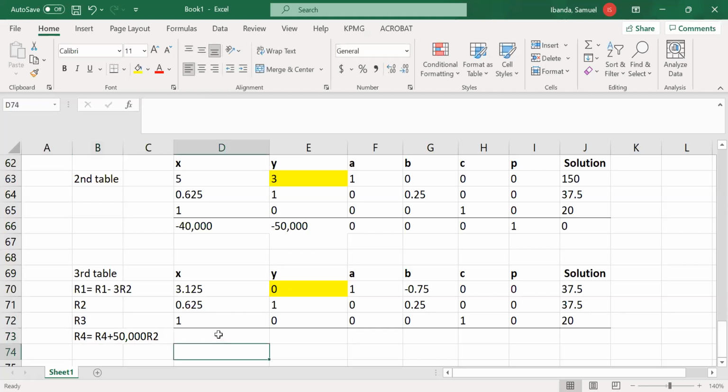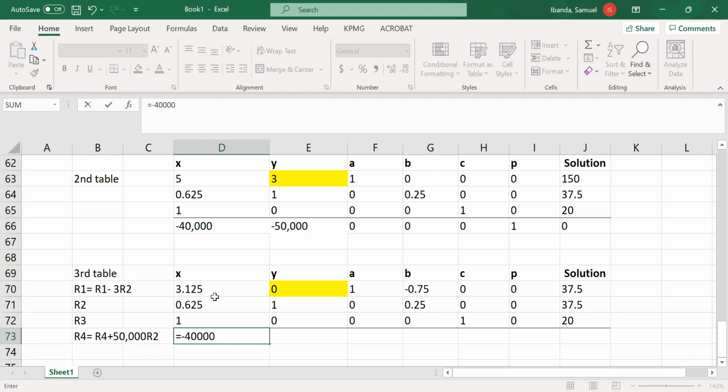So let's see how that comes. So let's start here. So this is 40,000. So it will be negative 40,000 plus 50,000 times what is on row 2, 0.625. Okay, I think that is what we basically do have. And I hope you're trying to pick something here. So let's see.